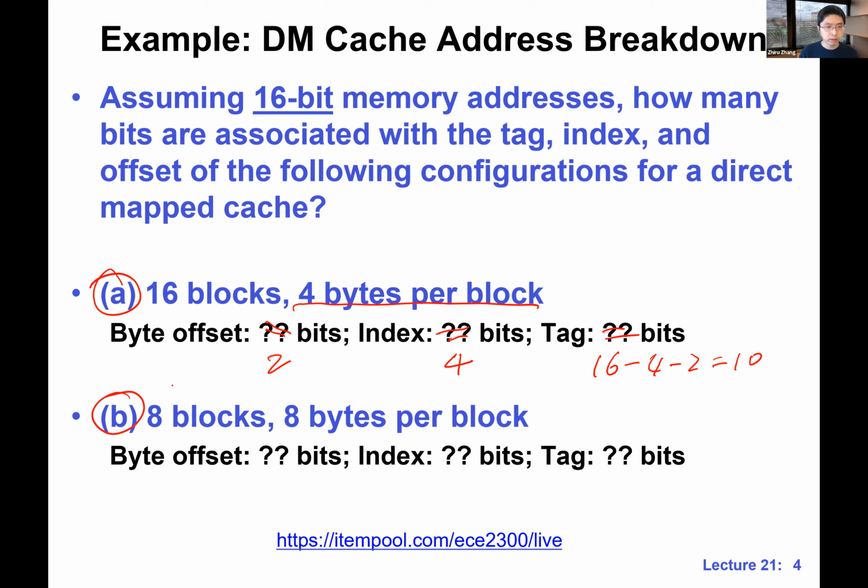Second one, B. This is where I increase the block size. With this one, we have 8 bytes per block. So the byte offset bits, we have 3 bits here. And the total size of the cache remains the same. We have more bytes per block, but we have fewer blocks now. How many bits do we have for index? 3. And how about tag? Same thing, 10.